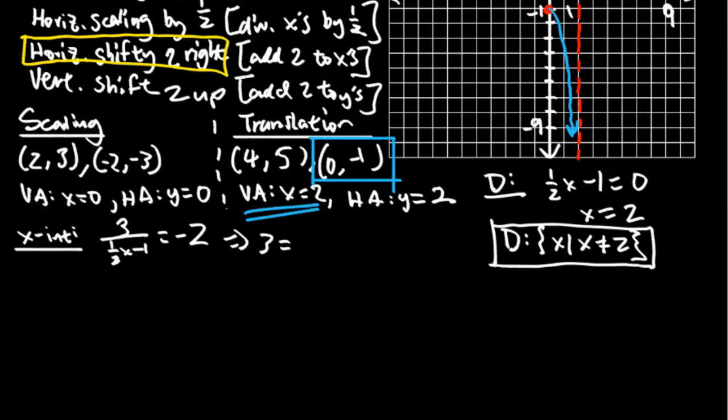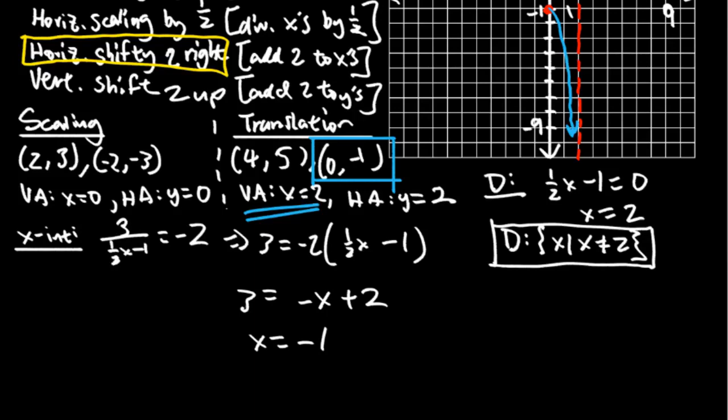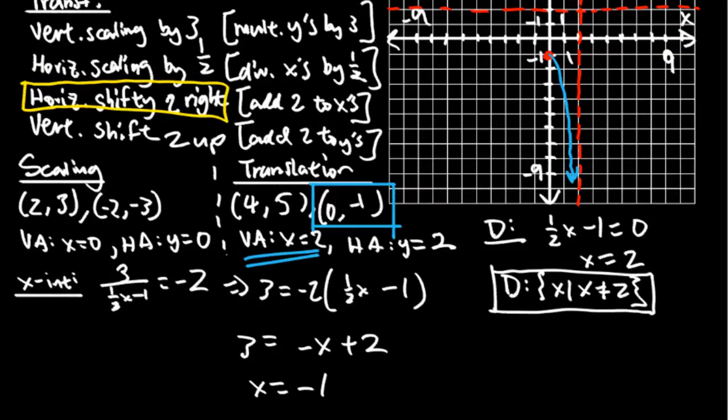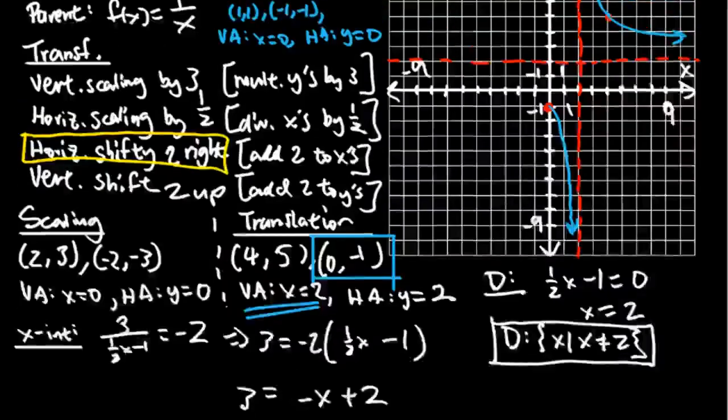Alright, so that'll be -2 times 1/2 x minus 1. So 3 equals -x plus 2. And then I'm just going to add x to one side and subtract 3. So we get x equals -1 is going to be your x-intercept. So it'll be (-1, 0). So now we can plot that. (-1, 0). And then the function is going to look something more or less like that.